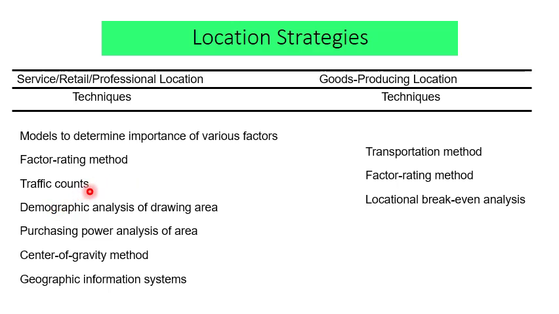because revenue is our concern in order to select the location for the service facilities. Demographic analysis of drawing area, purchasing power analysis of the area. In order to increase the revenue, we have to take care about the purchasing power analysis of the area. So purchasing power analysis of the area is one of the techniques. Demographic analysis of the drawing area is one of the techniques. Traffic counts, the volume of the market, is one of the techniques. Center of gravity method is another technique, and geographic information system is also another technique, which helps us to select the sites for the service firms.